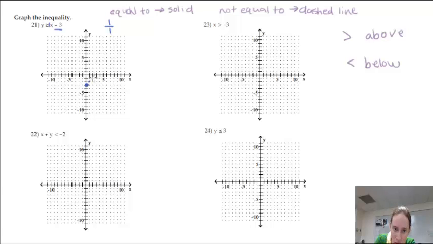Okay, this is equal to, so it'll be a solid line. So something like this. Okay, that's the first part, is that we drew the line, but we're saying that y is greater than or equal to that line. So that means I'm going to shade above this line.